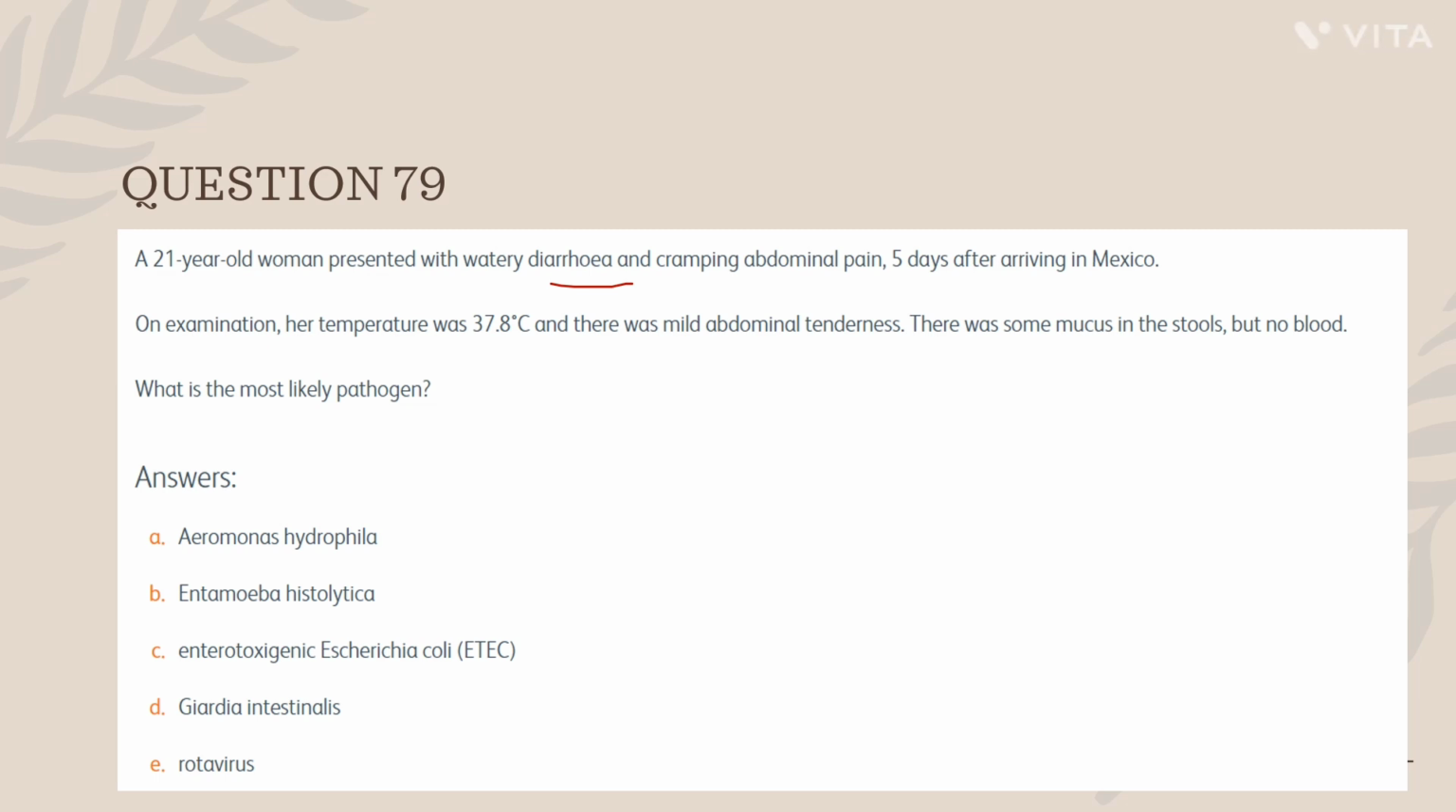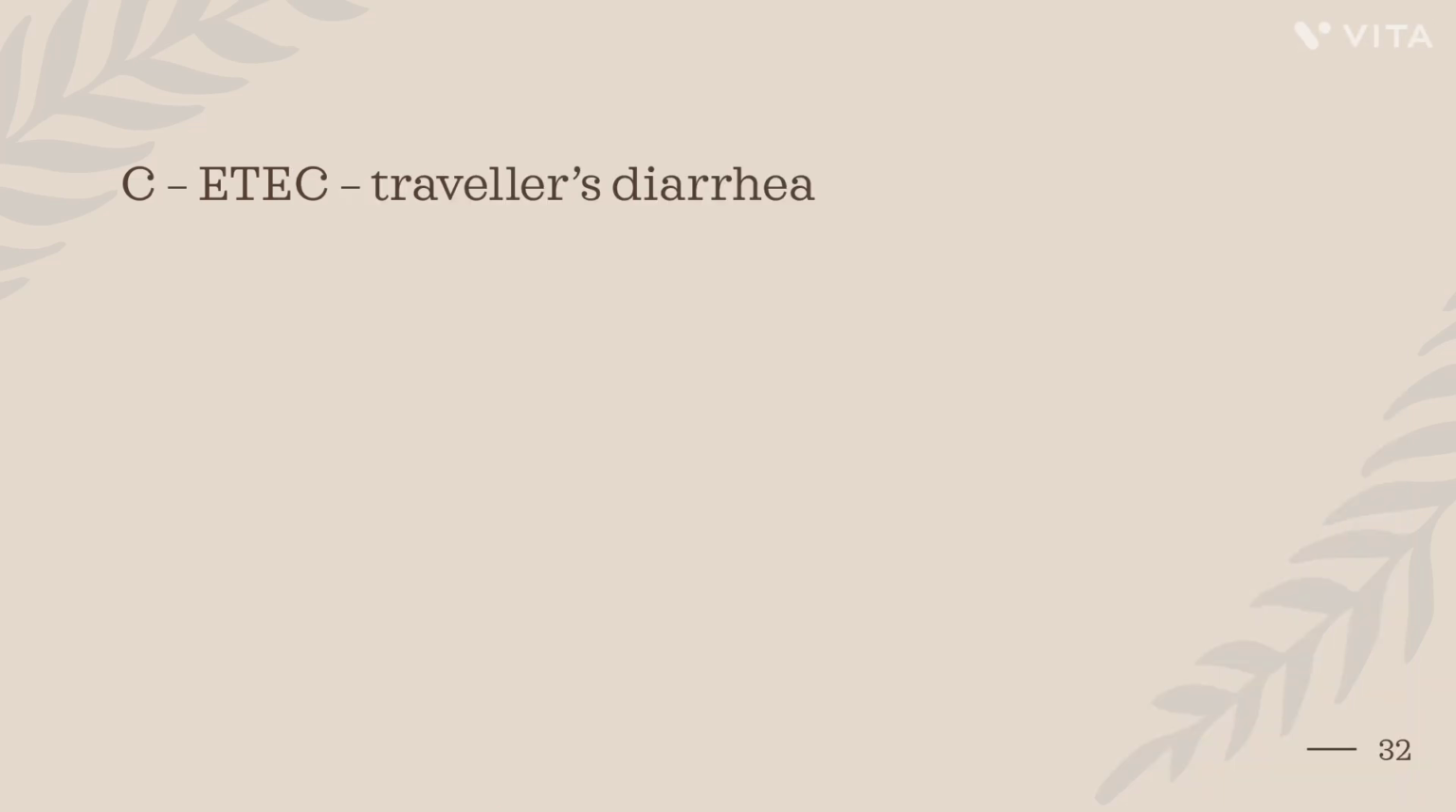So traveler's diarrhea, right? That is enterotoxigenic E. coli. Diarrhea can occur again in endemic areas like travel to India. They can cause it, but they would give a prolonged history. Okay, so it is enterotoxigenic E. coli, which is called traveler's diarrhea.